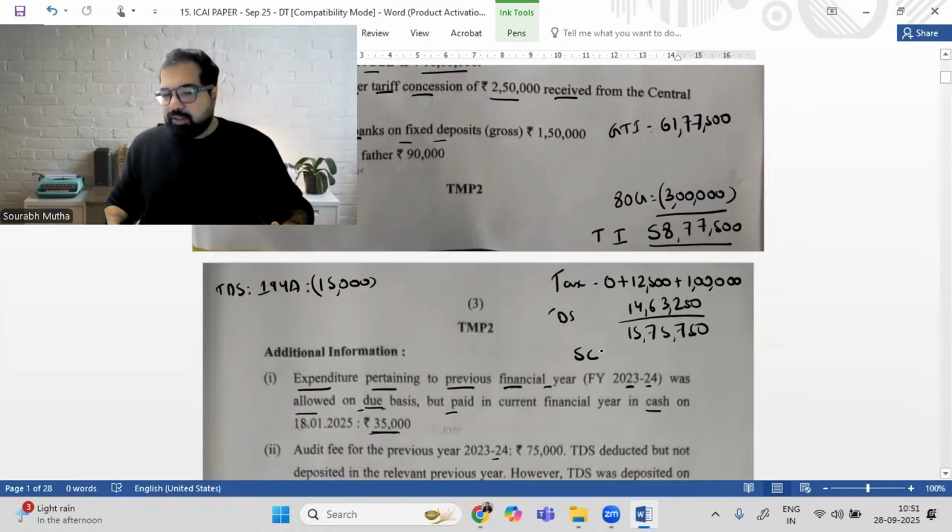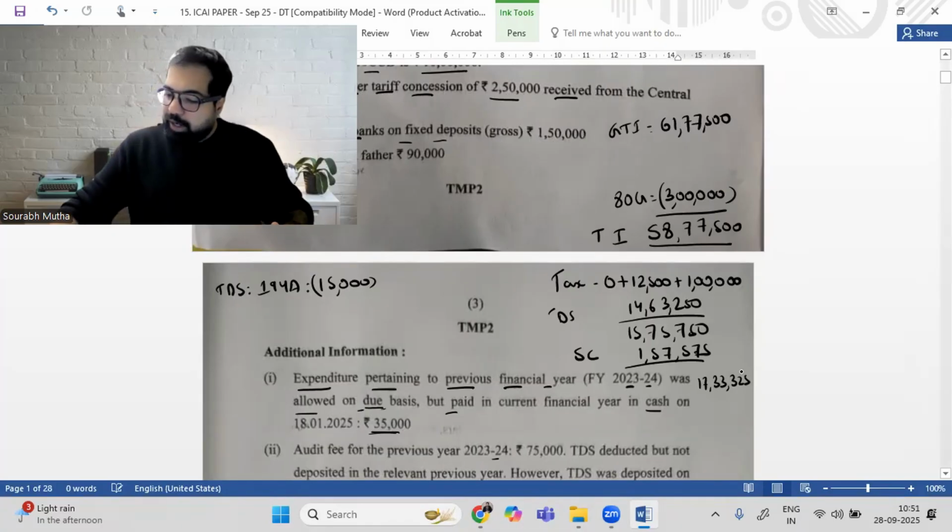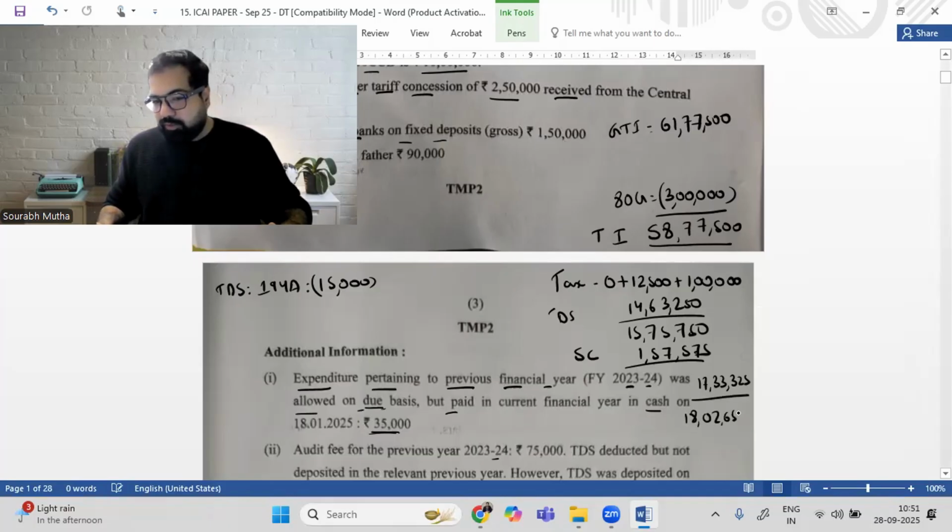Now on that, there will be surcharge at 10%. So into 10% is 1 lakh 57,575. If I add both these numbers, it gives me 17 lakh 33,325. On that, if I add 4%, that gives me a total of 18 lakh 2,658.